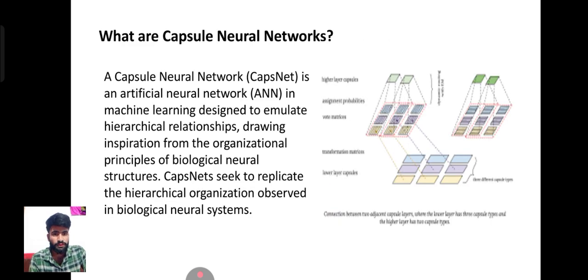What are capsule networks? A capsule neural network, CapsNet, is an artificial neural network in machine learning designed to emulate hierarchical relationships, drawing inspiration from the organizational principles of biological neural structures. CapsNet seeks to replicate the hierarchical organization observed in biological neural systems.